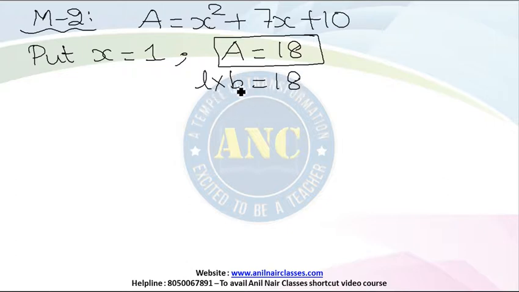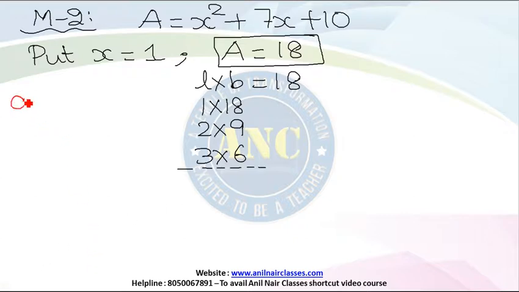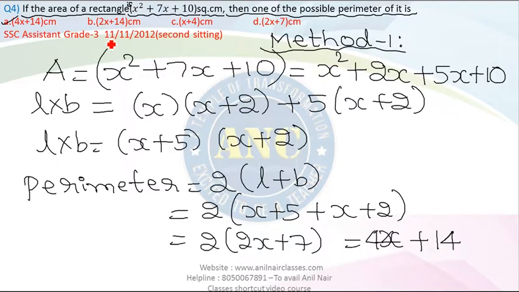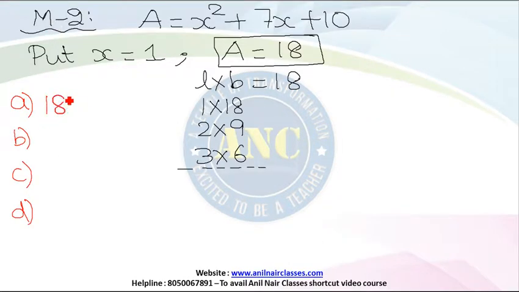Now, if I multiply two positive numbers, why positive numbers? Length and breadth cannot be negative, dear. So, if I multiply two positive numbers, I should get it as 18. 1 into 18 is 18. 2 into 9 is 18. 3 into 6 is 18, and again the reverse case, 6 into 3, 9 into 2, 18 into 1. Now see here, sir, can I say that I need to get one of the possible perimeters out of the given options? That means, can I say that first option is 4x plus 14. 4 into 1 plus 14, it is nothing but 18.